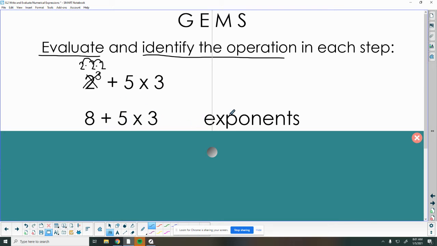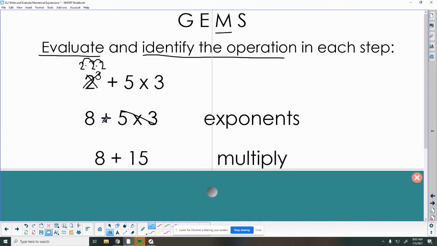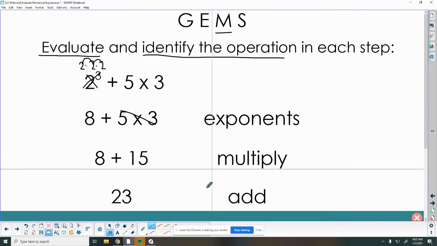So here's my new problem, and I said that I just did the exponents. So we don't have any more exponents. So now we're looking for multiply and divide. So yes, we need to do 5 times 3 is 15. Bring everything else down. We had to multiply to get this answer here, this part of the expression. Now the only thing left to do is 8 plus 15 is 23. We had to add those. So each step, you just go, do the next part. How did I get there? Do the next part. How did I get there?